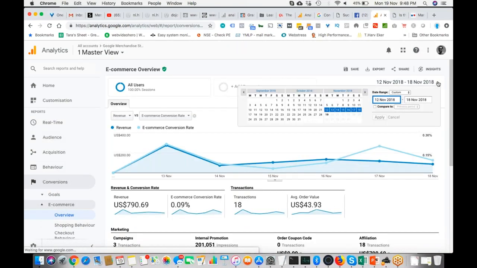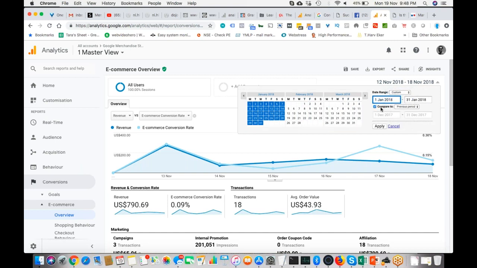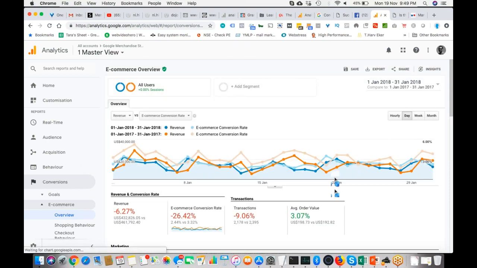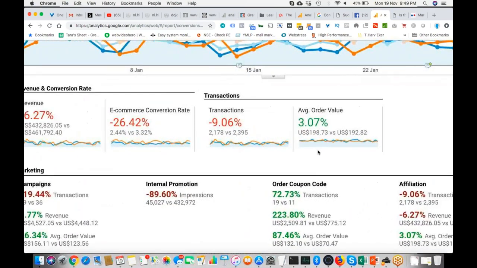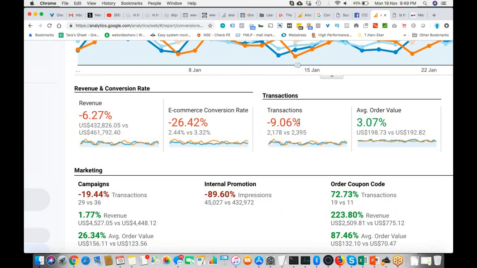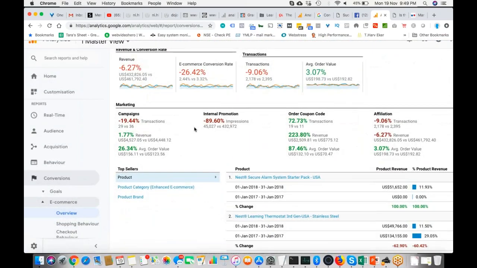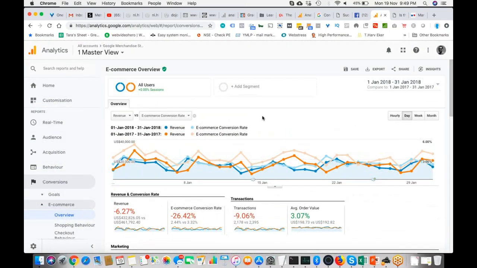And I choose a period of January 2018 and I am comparing it with the previous year. So 2017 January is my benchmark, 2018 is the data that I'm analyzing. Now I can see that my average order value has increased and number of transactions have gone down, e-commerce conversion rate has gone down, revenue has gone down. Can you see that we have lost in the month of January 2018 as compared to January 2017. So adding internal context is simple over here.